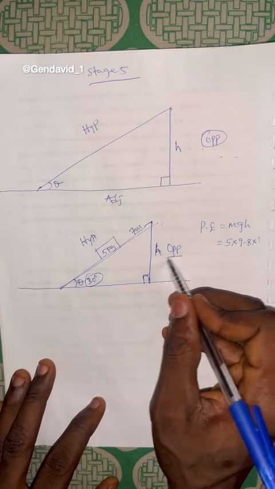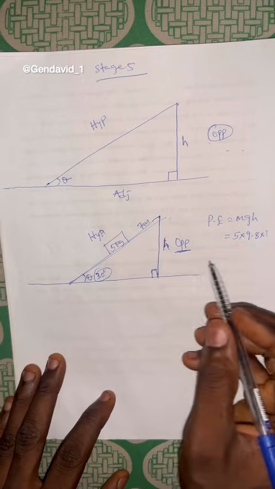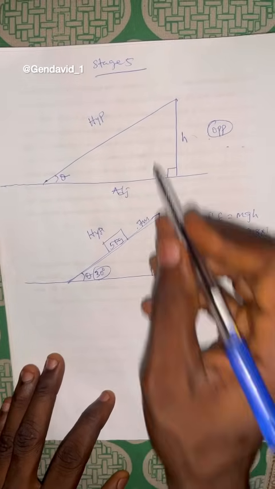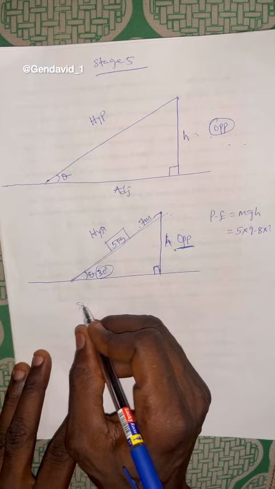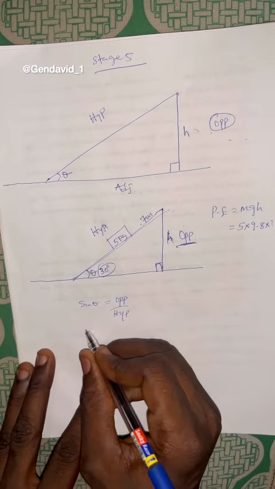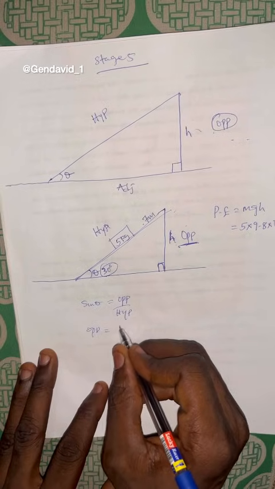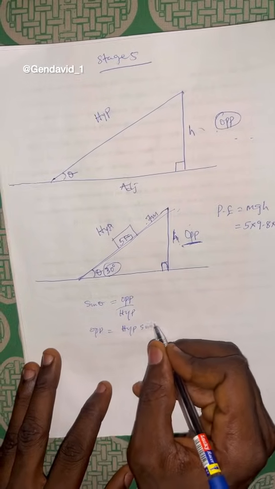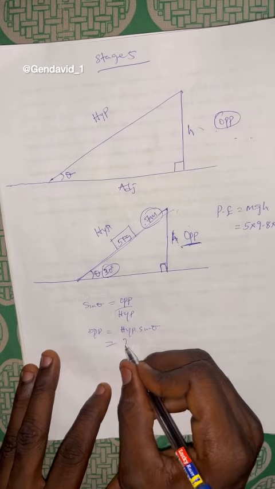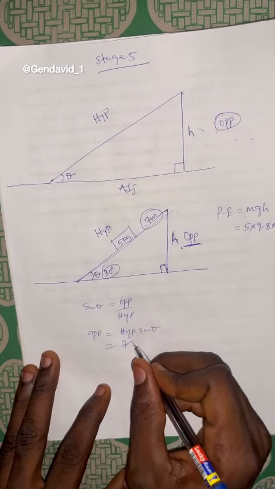So you now go and find this opposite. I know that the only thing that deals with opposite and hypotenuse is sine, or sine theta is equal to opposite over hypotenuse. So opposite will be equal to hypotenuse times sine theta. And what's the hypotenuse here? That's 7 meter. So we have 7, which is the hypotenuse, multiplied by what?